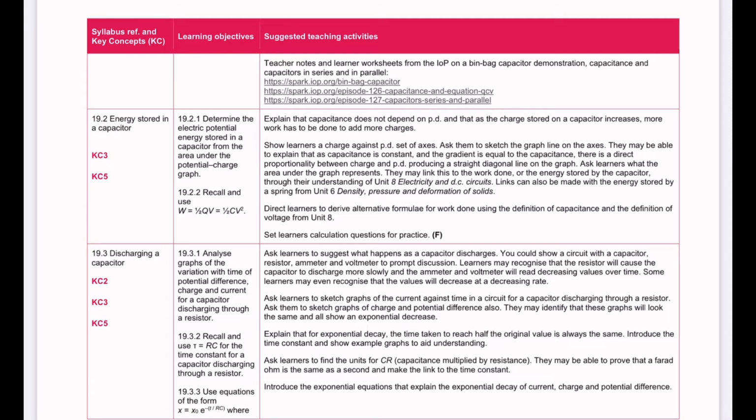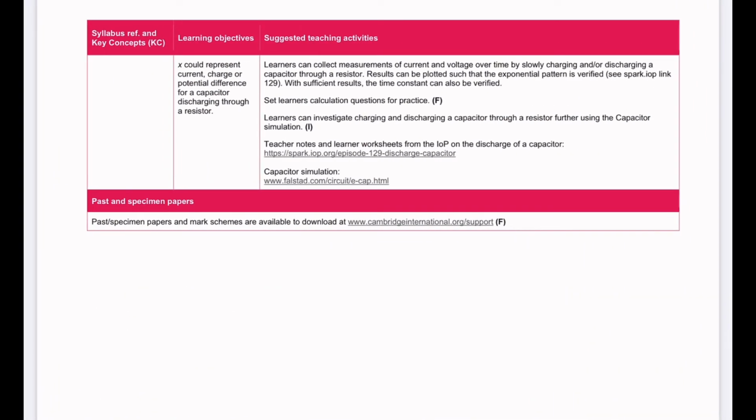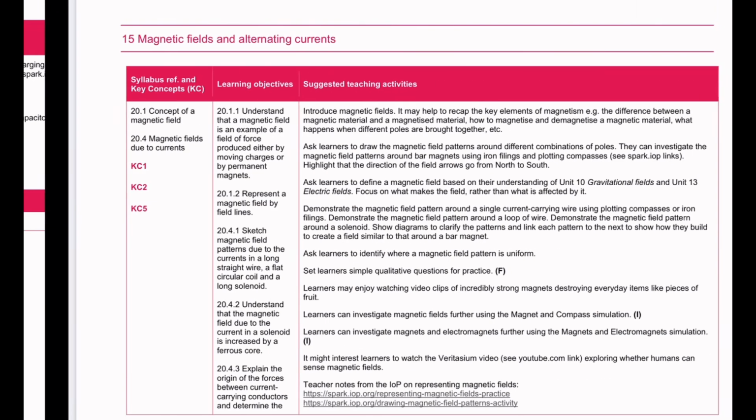Key concept 19.3. Discharging a capacitor. Learning objectives. 19.3.1. Analyze graphs of the variation with time of potential difference, charge, and current for a capacitor discharging through a resistor. 19.3.2. Recall and use τ = RC for the time constant of a capacitor discharging through a resistor. 19.3.3. Use equations of the form x = x₀e^(−t/RC), where x could represent current, charge, or potential difference for a capacitor discharging through a resistor.